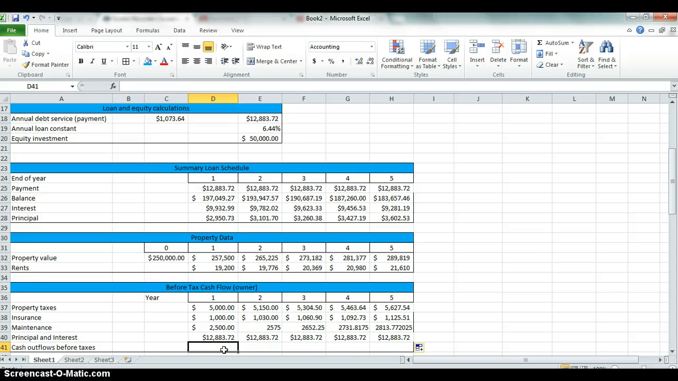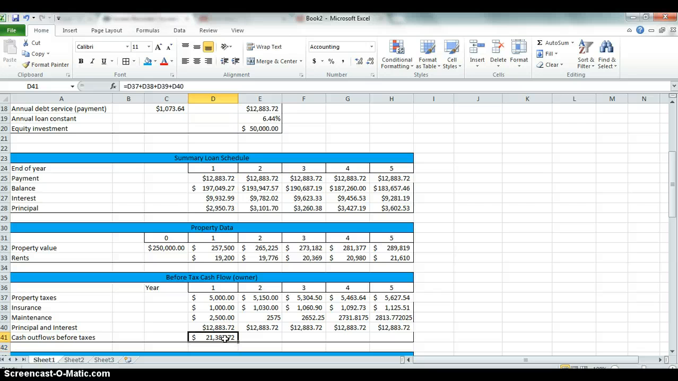Now for cash outflows before taxes, which is the payment that we will have to make, it's equal to property taxes plus insurance plus maintenance plus the actual payment that we'll do every year. That is equal to 21,383.72. We'll just drag that down.